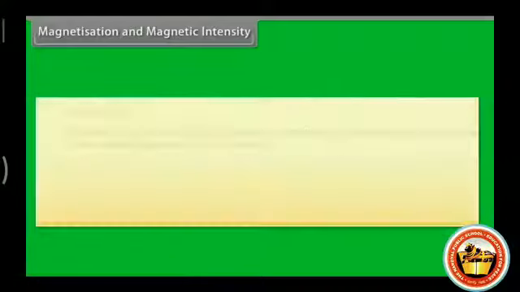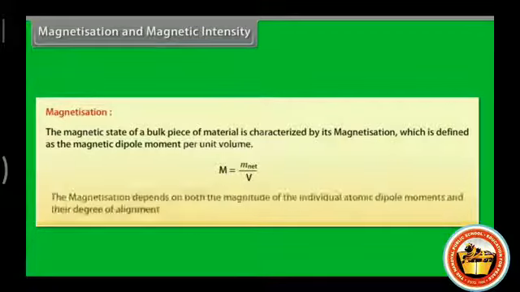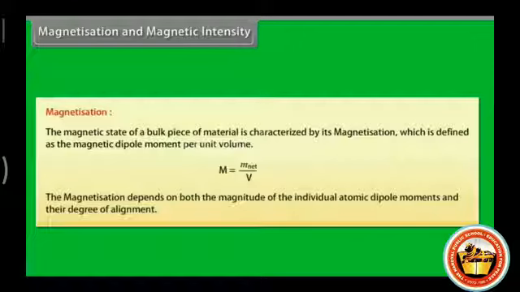Today I will explain about magnetism and matter, Part 3. Magnetic intensity and magnetization. The magnetic state of bulk pieces of material is characterized by its magnetization, which is defined as the magnetic dipole moment per unit volume. M is equal to M net by V. The magnetization depends on both the magnitude of the individual atomic dipole moments and their degree of alignment.